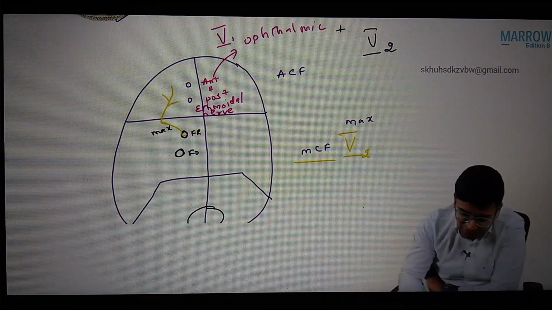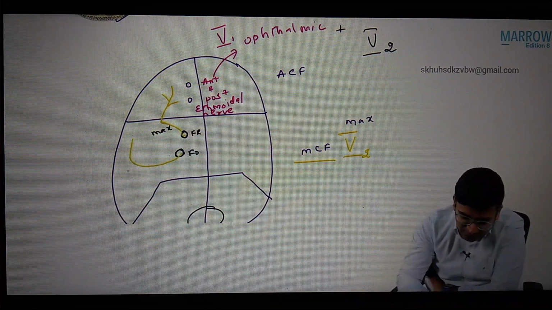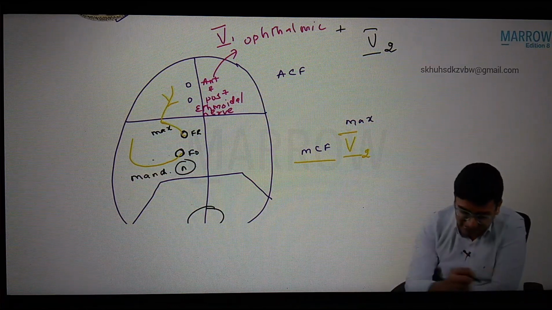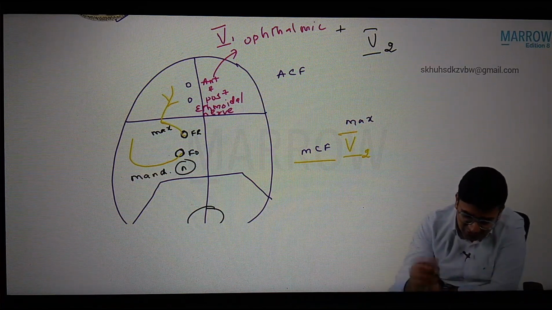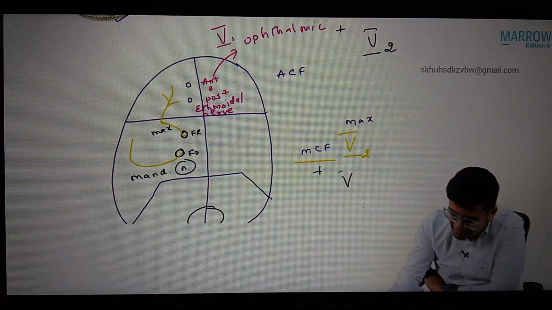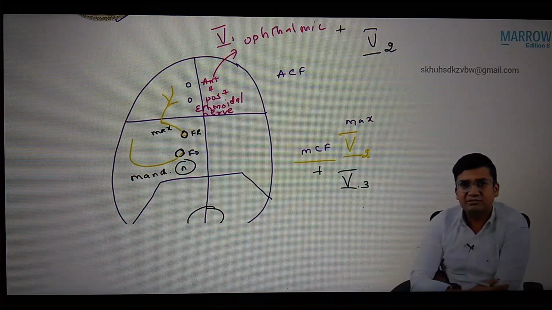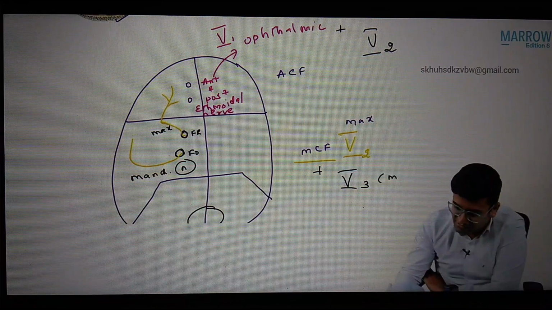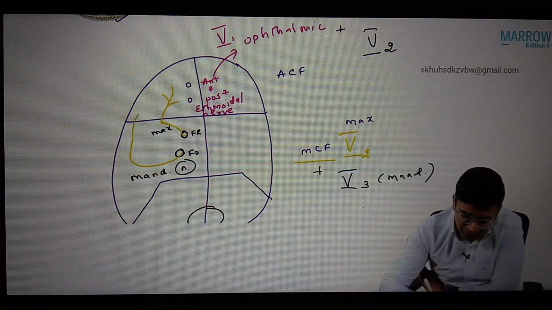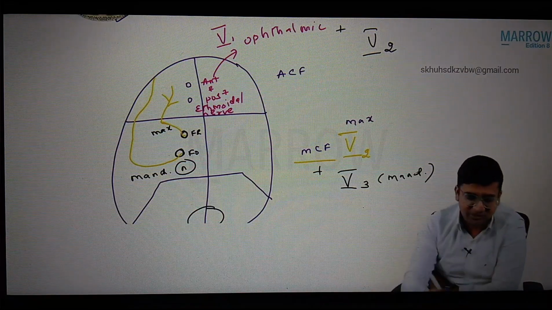Now foramen ovale transmits mandibular nerve. So from foramen ovale, the mandibular nerve will come. Okay, now this mandibular nerve gives meningeal branch. Now the meningeal branch of mandibular nerve supplies the middle cranial fossa. So middle cranial fossa is also supplied by the meningeal branch from the mandibular nerve. Okay, now this mandibular nerve again also supplies anterior cranial fossa.